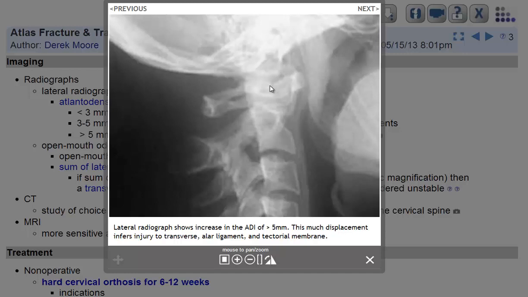All of those have vector forces that pull the dens anteriorly, and if you disrupt all of them, then you have the ability for the dens to migrate significantly posteriorly, greater than 5 millimeters, representing significant instability.